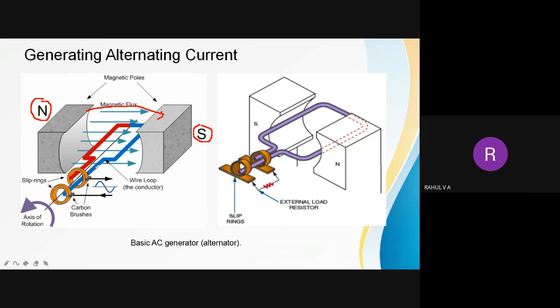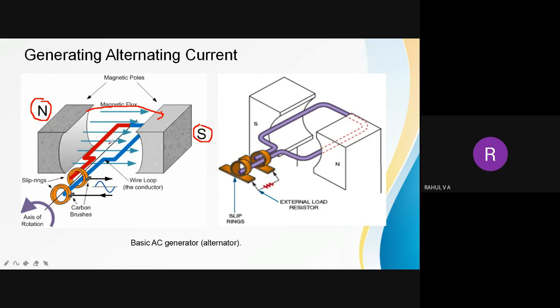According to Faraday's law, so what was Faraday's law? Whenever a magnetic flux linked with a coil changes, an EMF is induced in the circuit. So here, when this conductor or wire loop is rotating in the magnetic field, the magnetic flux linked with that particular conductor will change. So at that time, EMF will be induced.